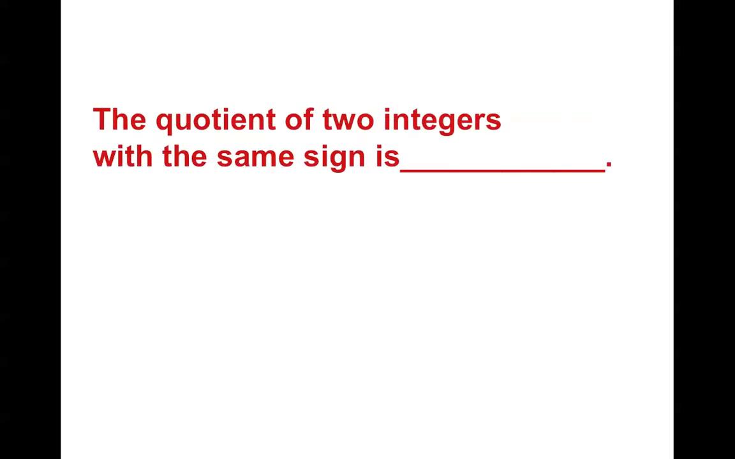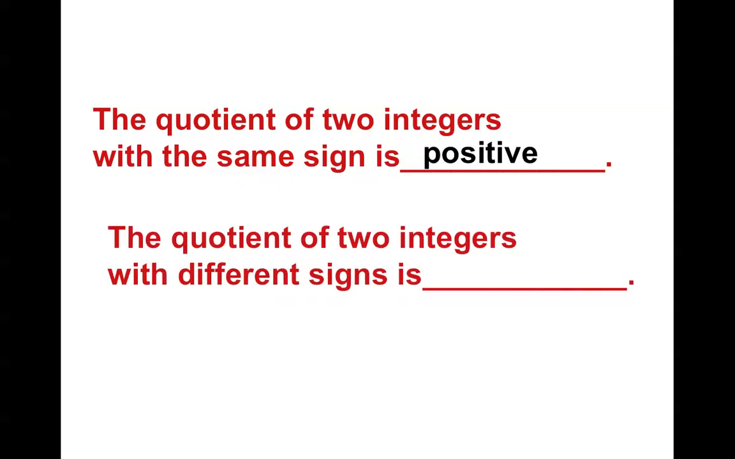To sum up, the quotient of two integers with the same sign is always going to be positive, and the quotient of two integers with different signs is always going to be negative. Let's check out some examples.